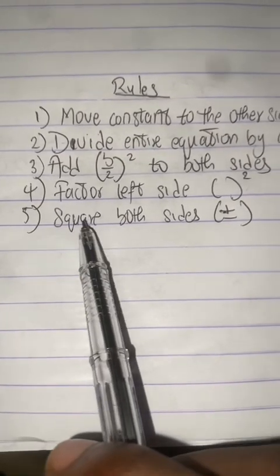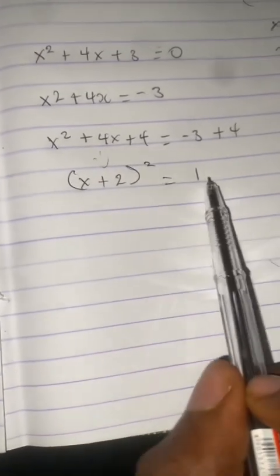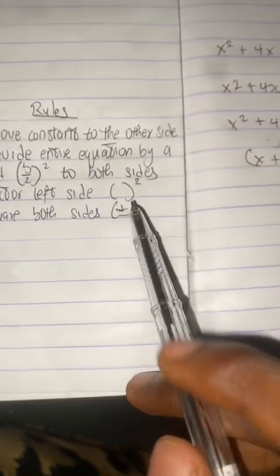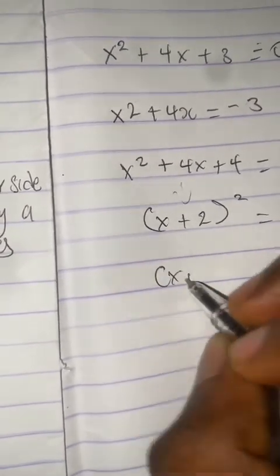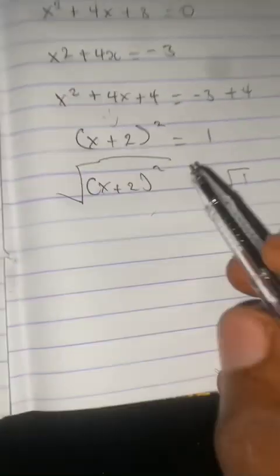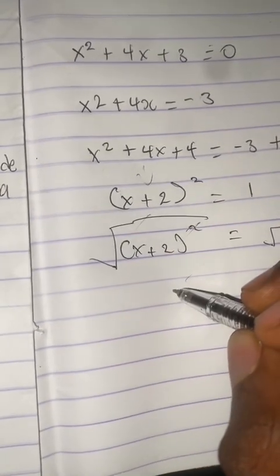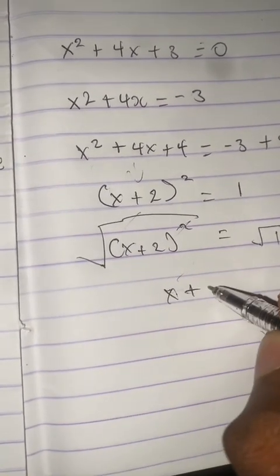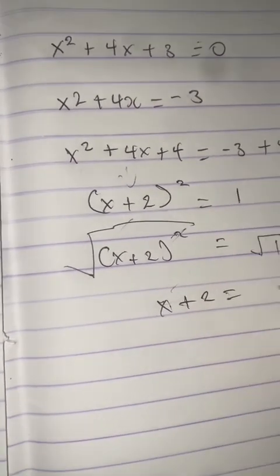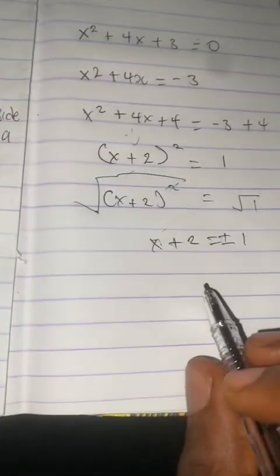And the next step says square root both sides. We're going to be square rooting this side and this side. And we can have two answers, which is why we're going to be using the plus and minus sign. So we're going to take the square root of both sides. We're going to say the square root of (x plus 2) squared is equal to the square root of 1. Now the square root will cancel the square, so you're left with x plus 2 is equal to, remember, plus or minus 1.